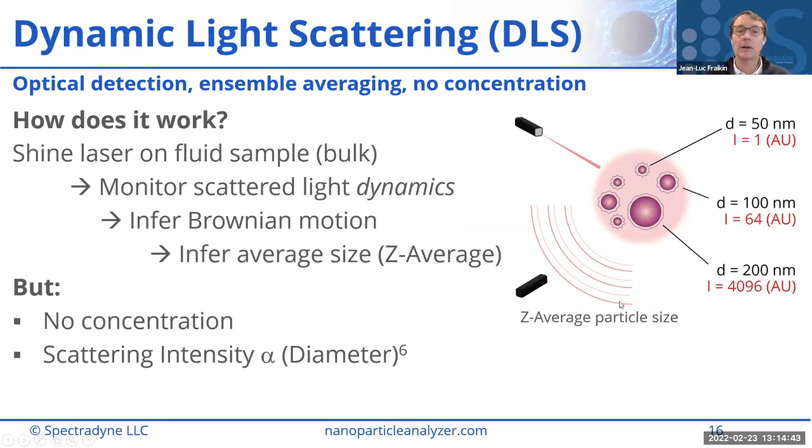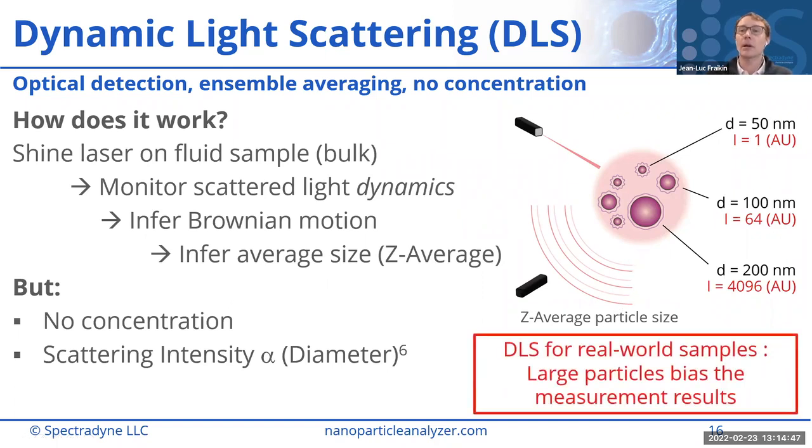And so as a result, when we look at polydispersed samples, dynamic light scattering has a real problem with that. Large particles in the sample scatter so much more light that they dominate the measurement result. And we'll see examples of that in a bit.